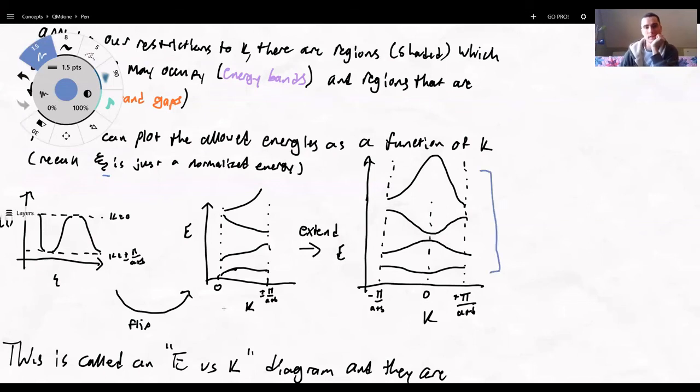And so this is called an E versus K diagram because you're plotting the energy as a function of K. So energy is a function of wave number. And notice you still have these bands here, right? So that's an energy band. And that's an energy band. And then there's a band gap in between them. So that's what we get from E versus K diagrams.